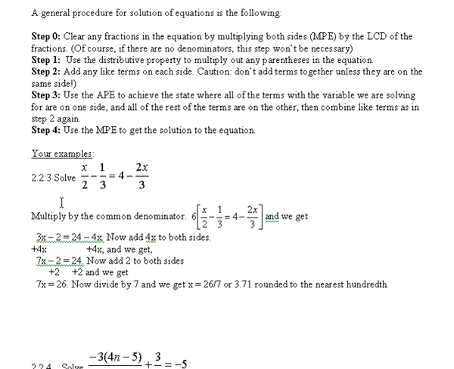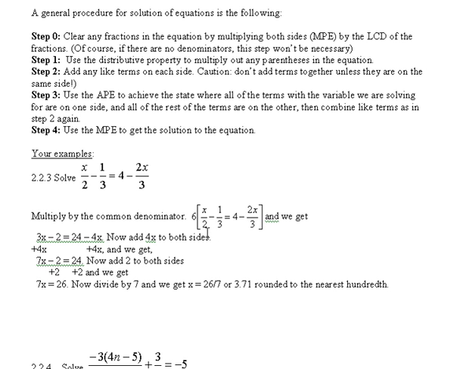So let's do a couple tough ones here. Solving this problem, x over 2 minus 1/3 equals 4 minus 2x over 3. We have a problem here that has fractions in it, so we need to multiply both sides by the lowest common denominator. The lowest common denominator here is 6. So I put a 6 out here, and here's that same equation. The reason you multiply by the common denominator is because that eliminates the fractions.